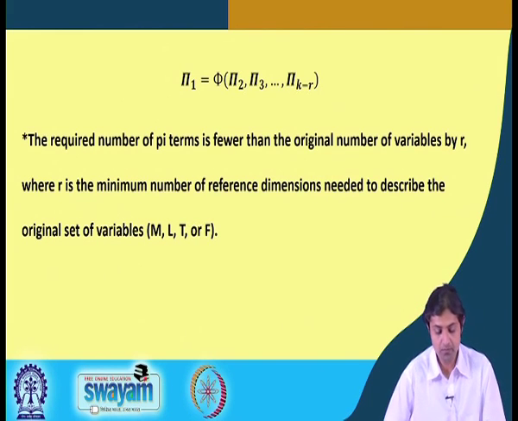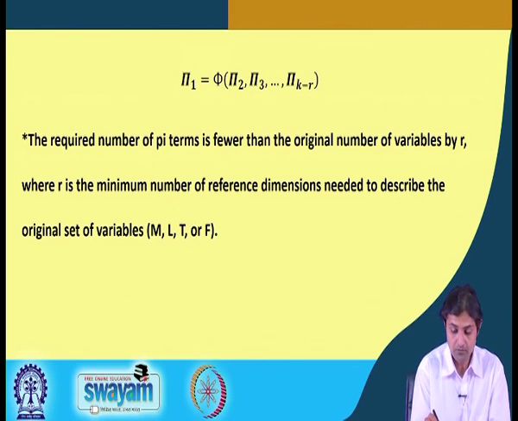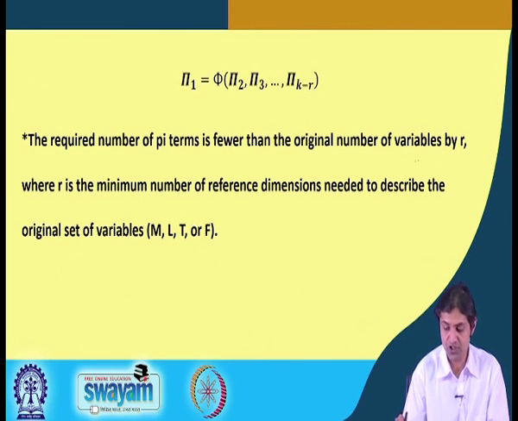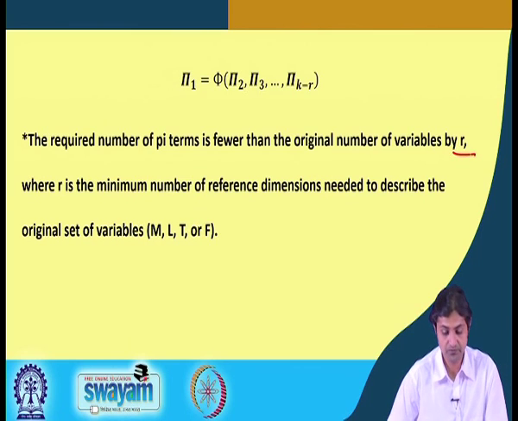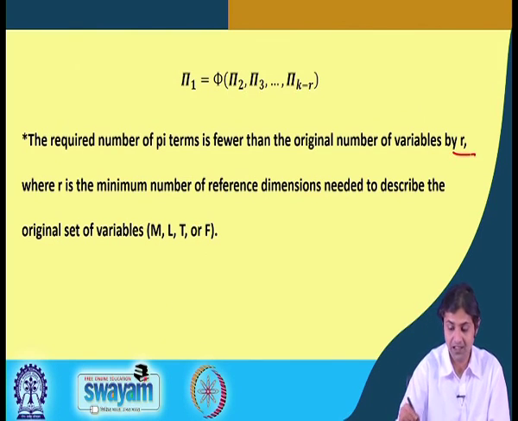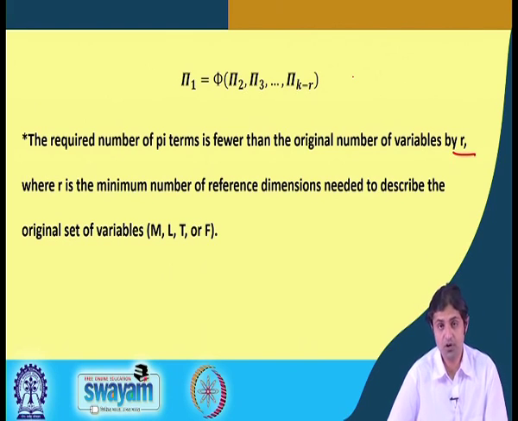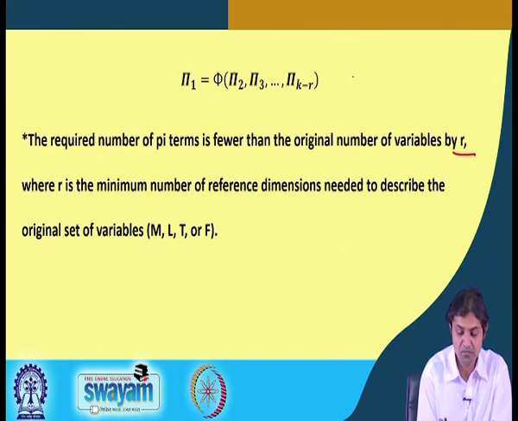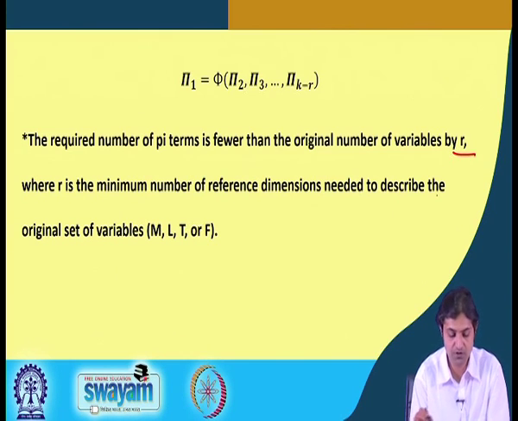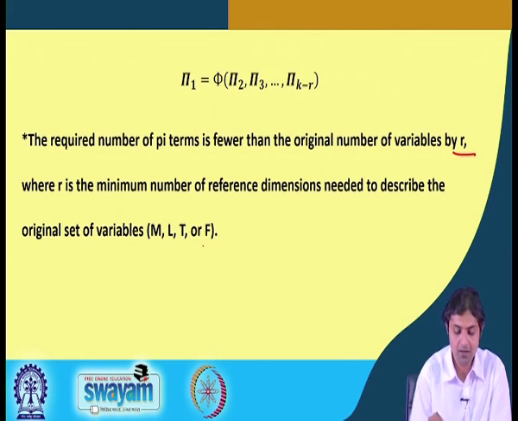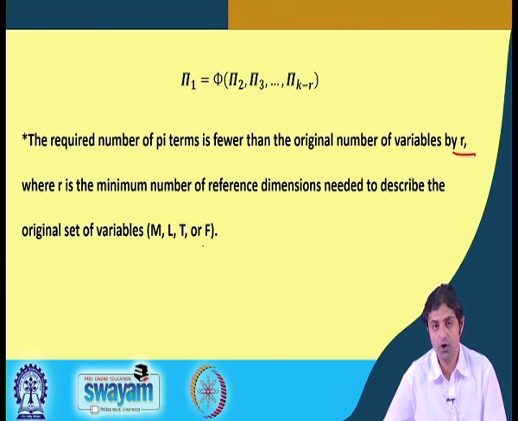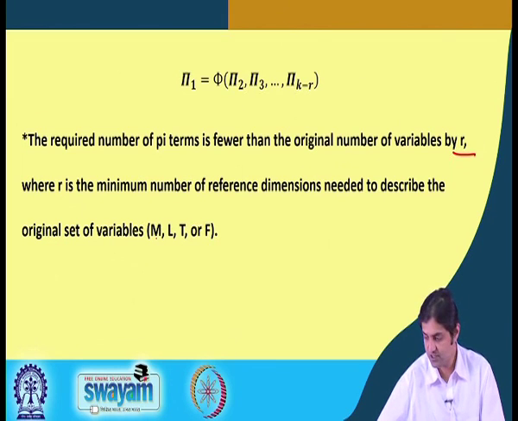So, the required number of pi terms is fewer than the original number of variables by r. So, k minus r. The number of dimensionless groups would be equal to k minus r, and here r is the minimum number of reference dimensions needed to describe the original set of variables. So, M, L, T or F, it could be all 3 of them, or 2 of them, or 1 of them. You will understand this more clearly when we start solving the problems.